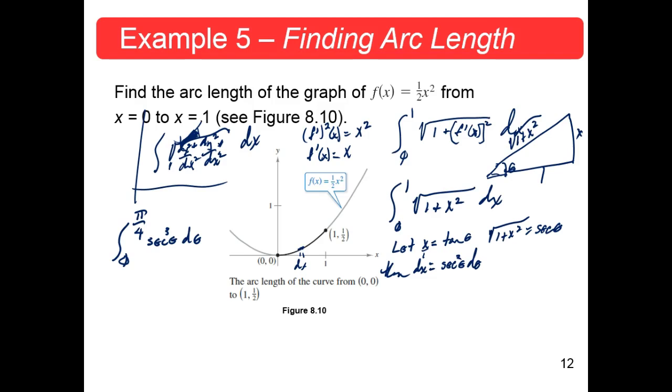If you pulled out a secant squared, that's a derivative of tangent, but then you wouldn't have a tangent in there. Changing the secant squared to a tangent isn't going to help you. I think this is one that I would look up in a table.